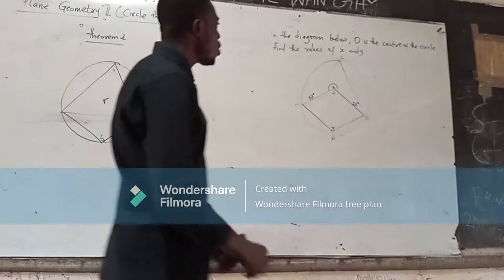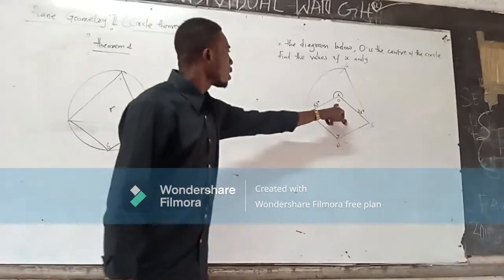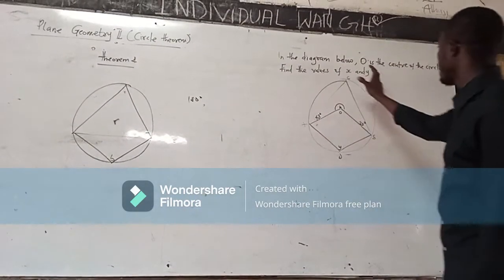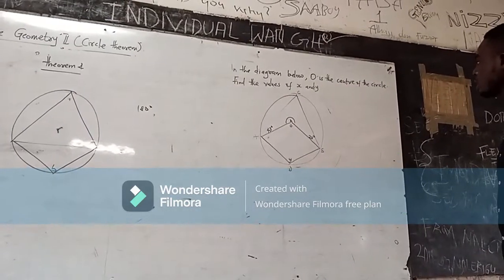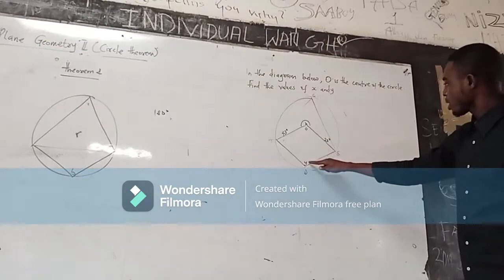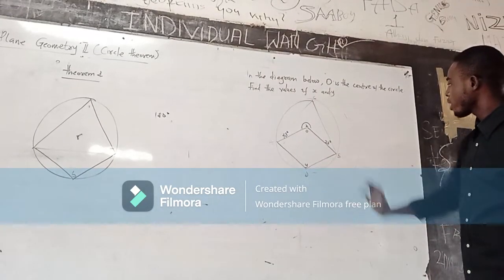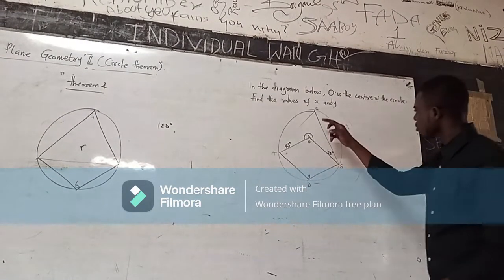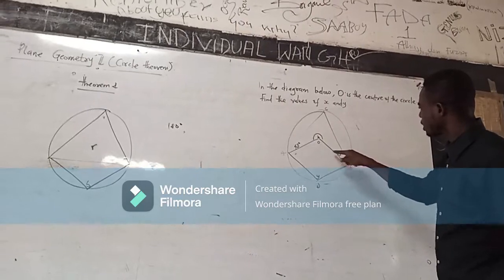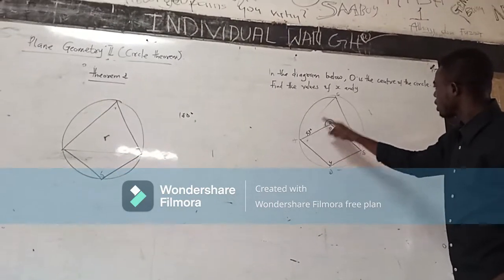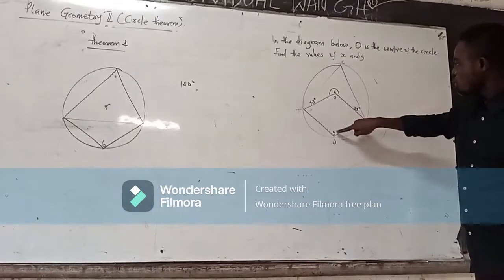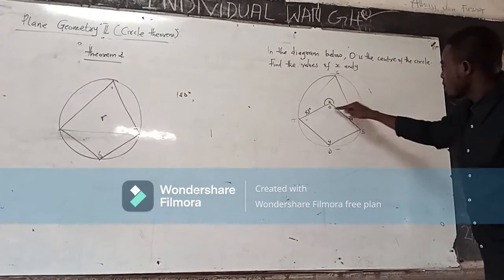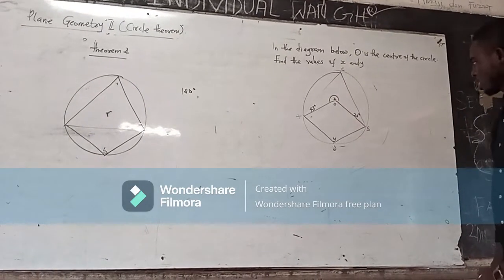In the diagram below, O is the center of the circle. Find the value of x and y. Wow, so we have x and y. You have to have a second look at this one. This one is provided, this one is provided. They didn't provide here that you use angles at a point sum up to 360 to find here.